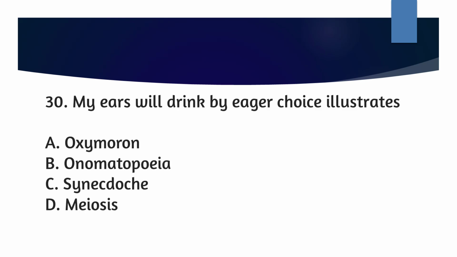Question 30. "My ears will drink by eager choice" illustrates A. Oxymoron, B. Onomatopoeia, C. Synecdoche, D. Meiosis. The correct answer to this question is C. "My ears will drink by eager choice" illustrates synecdoche.